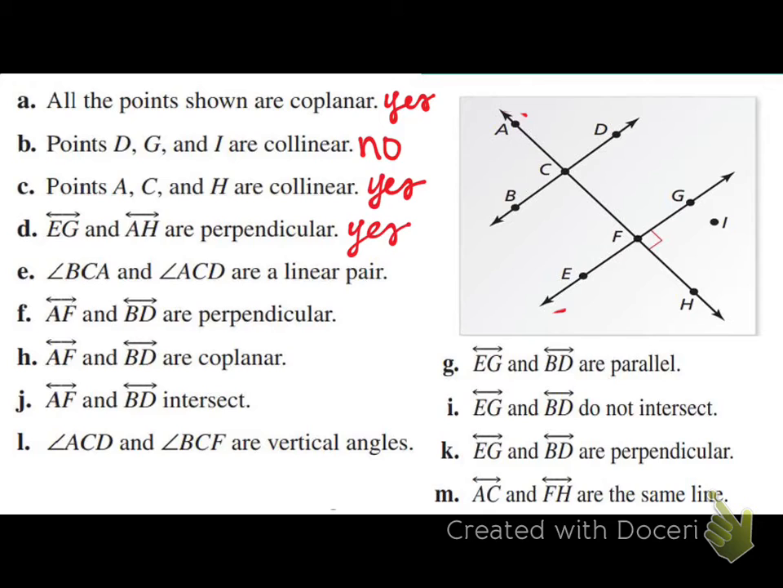B, C, A. Angle BCA, which is this angle, and angle ACD, which is this angle, are a linear pair. They are adjacent, meaning they share this wall, and they are supplementary. They make 180 degrees together.